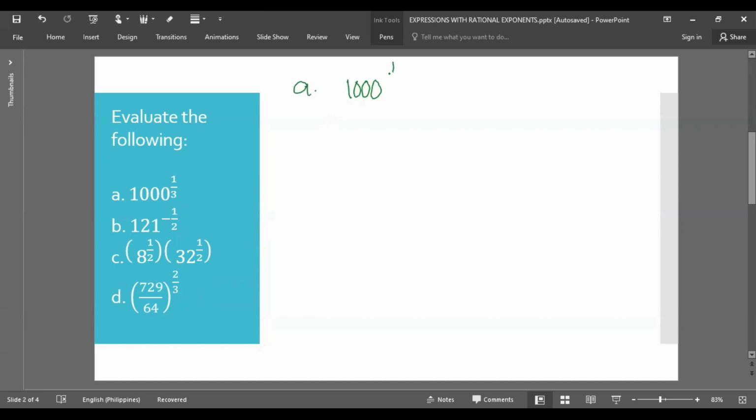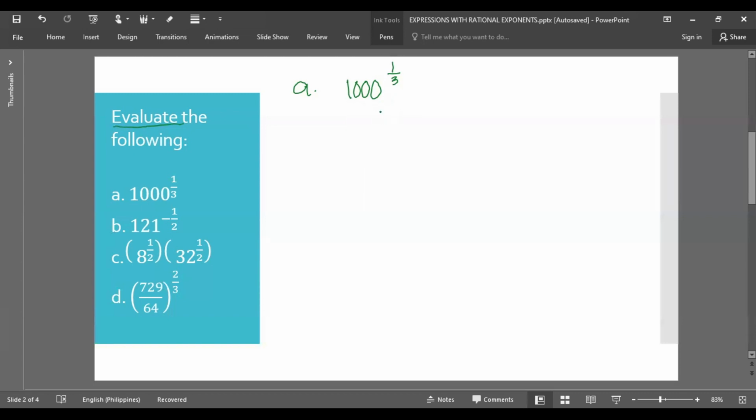We have 1,000 raised to 1/3. By the way, when we say evaluate, it means that after manipulating the given expression, the value is defined. What I mean is, there is a specific value, wherein the result is a number, okay? So consider this expression, 1,000 raised to 1/3.